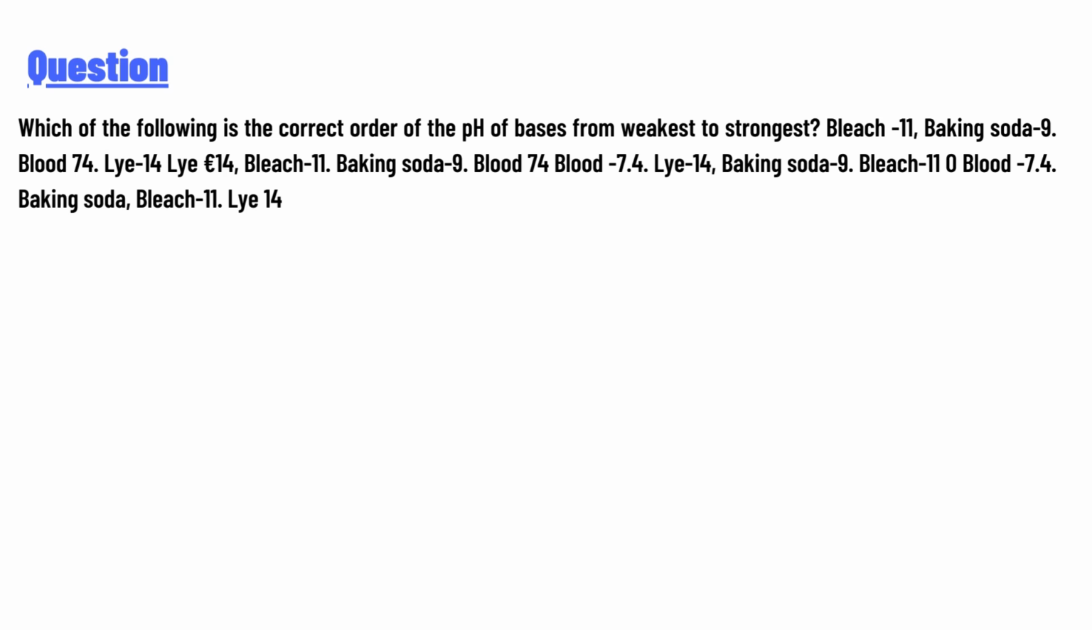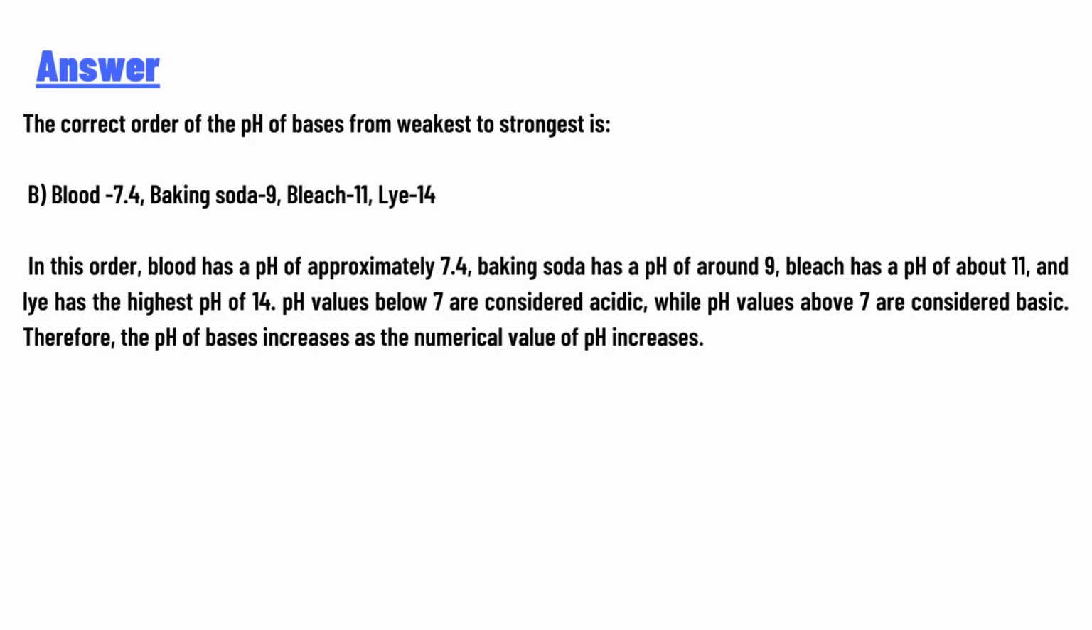And the answer to the question: the correct order of the pH bases from the weakest to the strongest is blood 7.4, baking soda 9, bleach 11, lye 14. In this order, blood has a pH of approximately 7.4, baking soda has a pH of around 9, bleach has a pH around 11, and the lye has the highest pH, 14.